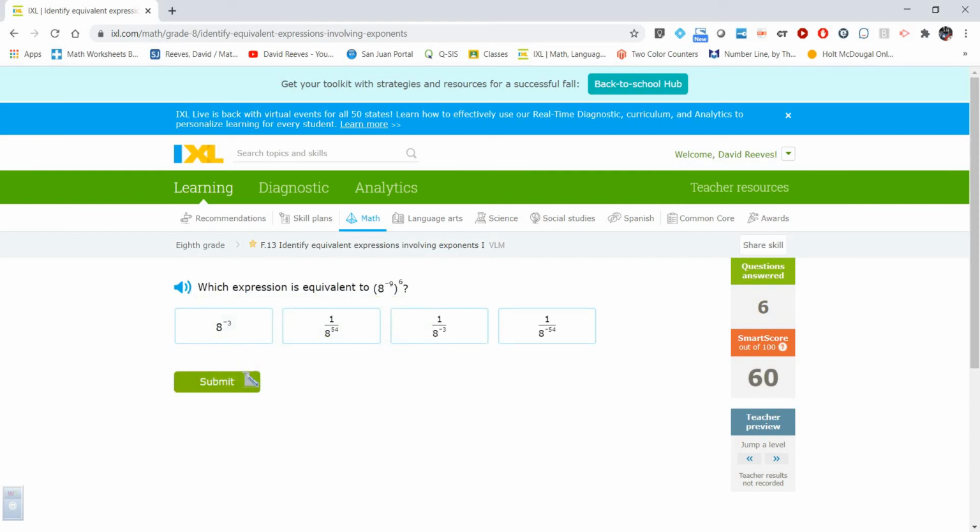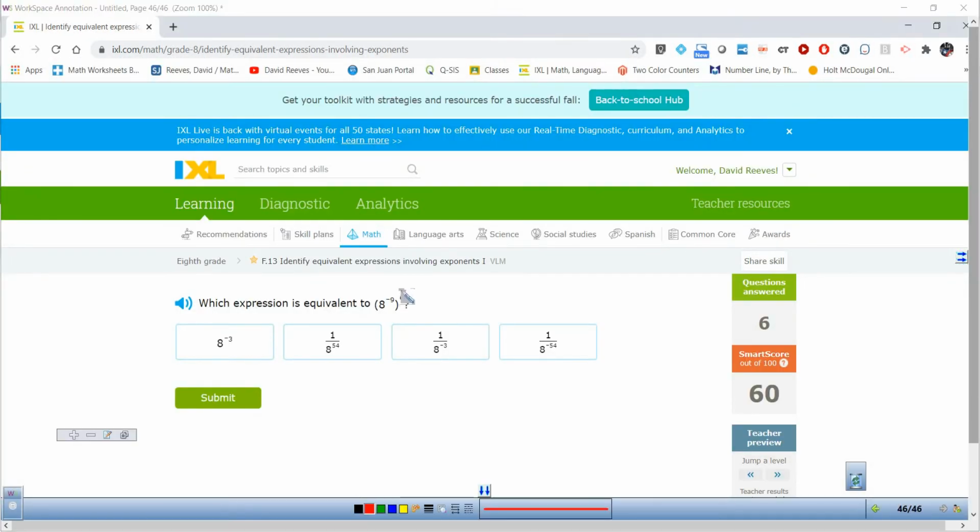Okay, now this one is raising to a power, so again, when we raise to a power, we multiply, right? So I get 8 to the negative 54 power. When I look at these choices, okay, it's clearly not that one. It's clearly not that one. That one has a 54. That one has a 54. It's a negative 54 power, but this isn't on the bottom, is it?